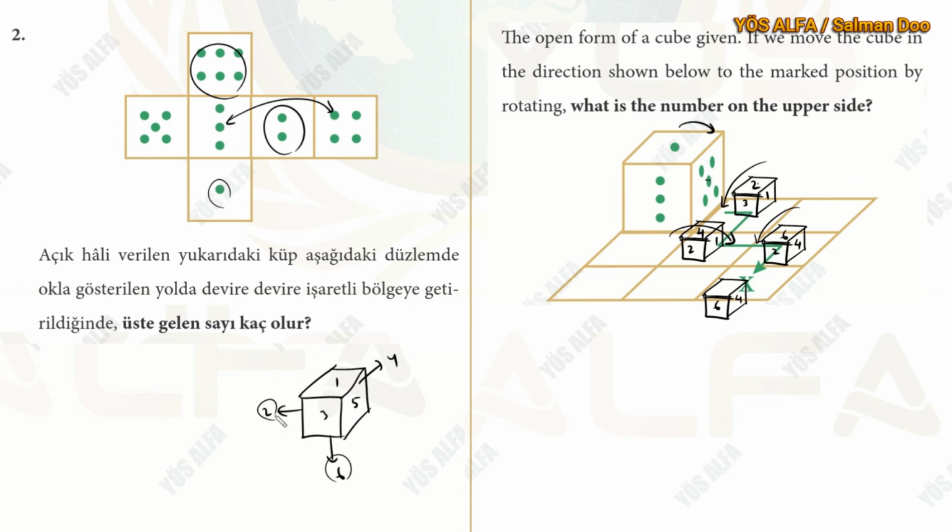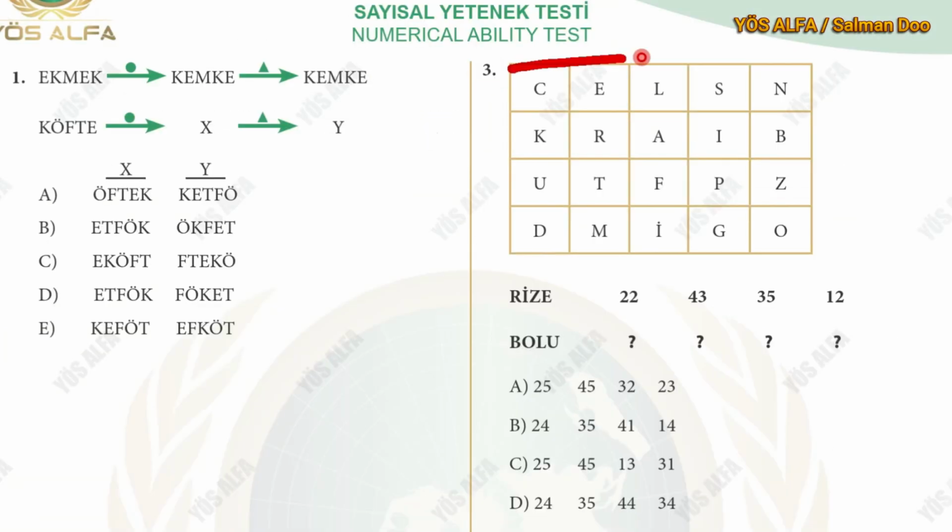What is on the opposite side of 2? We have 5. So the question is asking, what do we have on the upper side? So the answer is 5. So it's D.